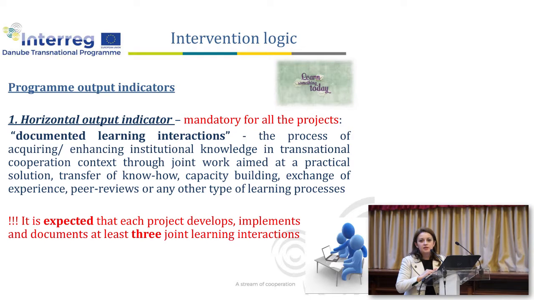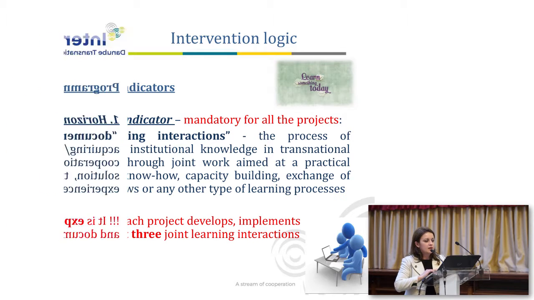The first one is documented learning interaction, and it's mandatory for all the projects that are approved under the Danube Transnational Program. So all the projects have to contribute to this output indicator. The documented learning interaction is a process of acquiring and enhancing institutional knowledge in a transnational cooperation context through joint work aimed at a practical solution, transfer of knowledge, capacity building, exchange of experience, peer reviews, or any other type of learning process. It is expected that each project develops and implements at least 3 joint learning interactions.